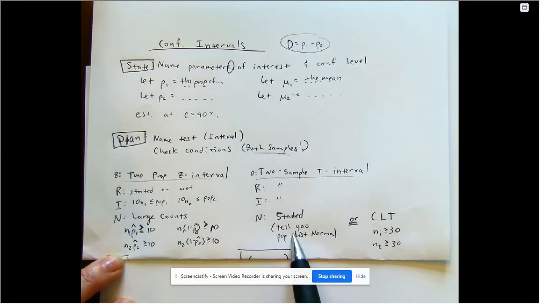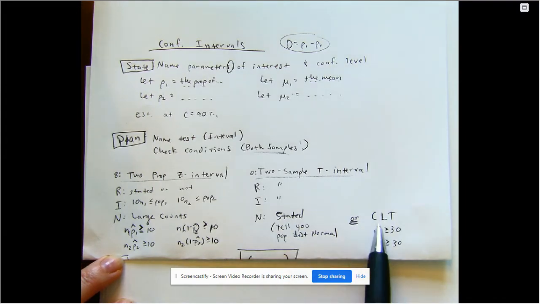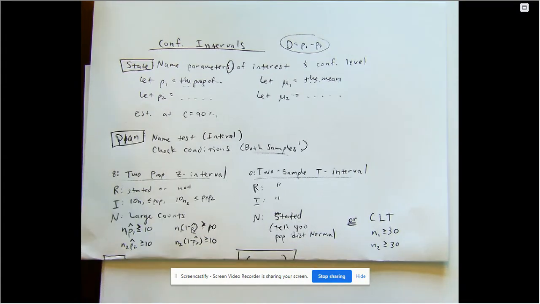For normality for means, remember we have 2 different options. They either tell you it's stated or we use CLT. It doesn't even have to be the same method for each sample. Just each of the 2 samples, you have to make sure it meets one of these criteria for your normality condition.